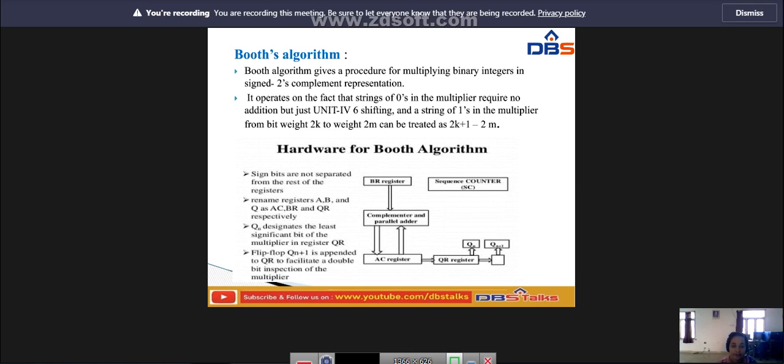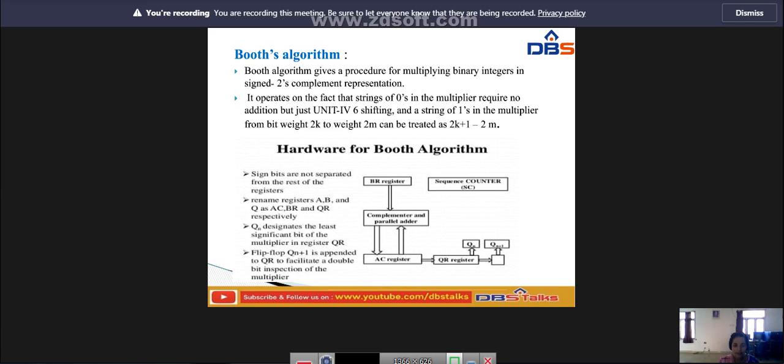Here we have the hardware for Booth's algorithm. Sign bits are not separated from the rest of the registers. So I am renaming the registers A, B and Q as AC, BR and QR. If you see this diagram, BR is a register here, and AC and QR are also registers.